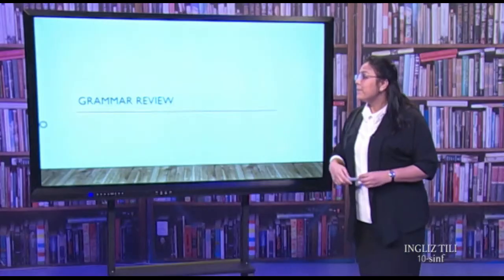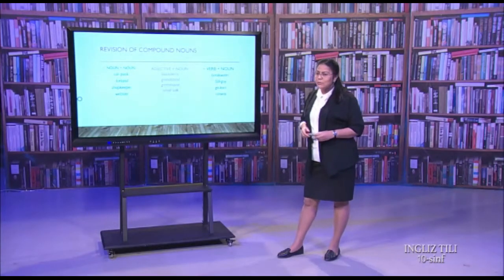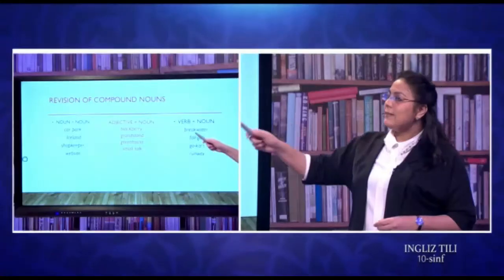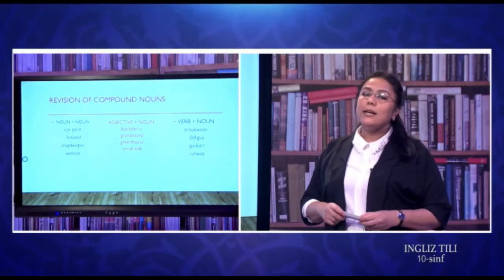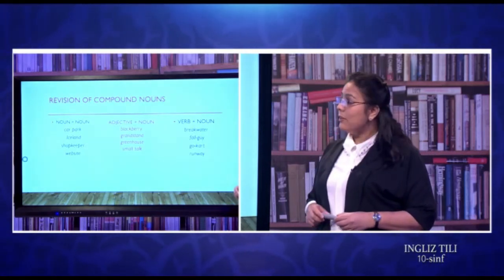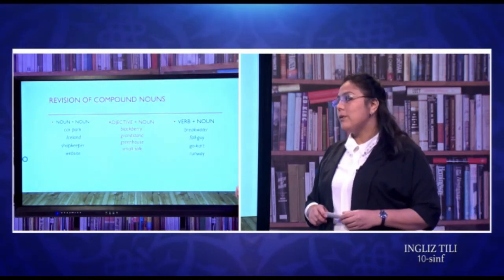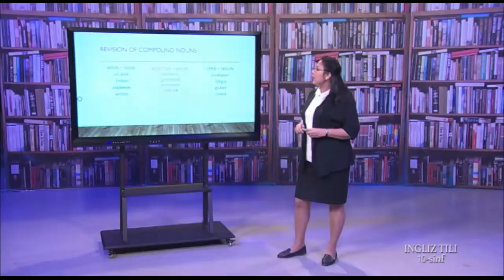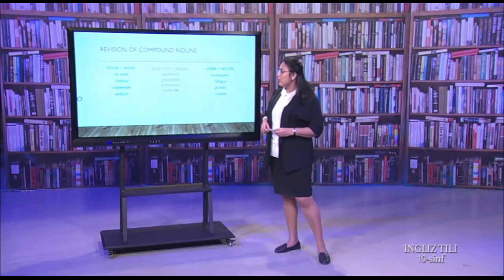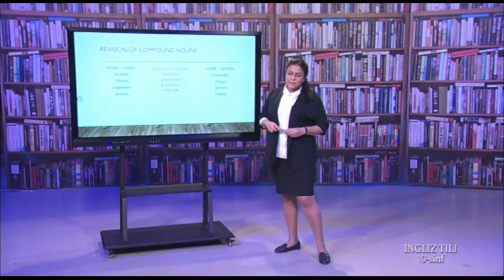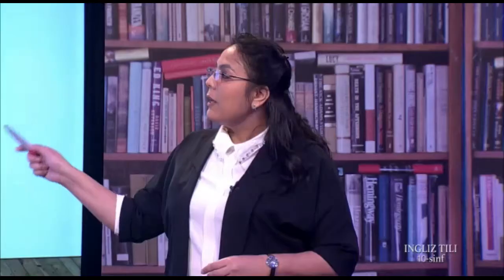So let's begin. Grammar review. As you remember, we had compound nouns previous lesson. We had them noun plus noun, adjective plus noun, and verb plus noun. So we had some examples for noun plus noun. The first is car park, second is Iceland, shopkeeper, and website. For adjective plus noun, we have examples like blackberry, grandstand, greenhouse, and small talk. And the last one is verb plus noun: breakwater, fall guy, go-kart, and runway.